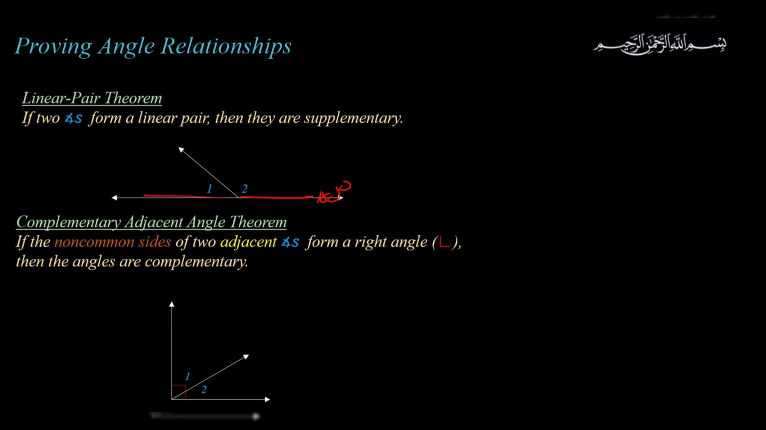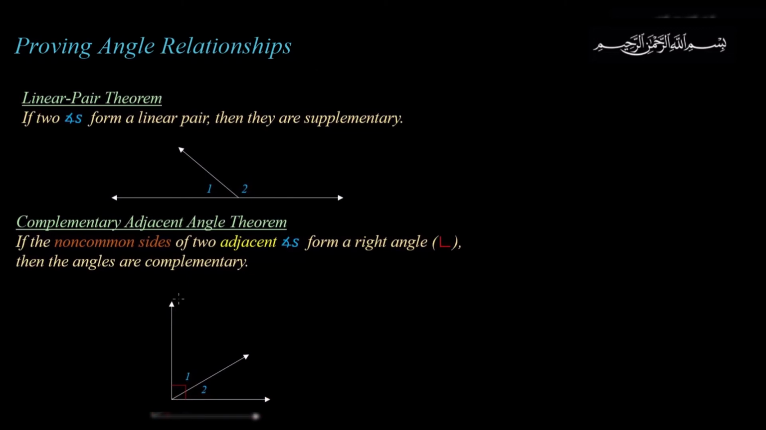So these two theorems are very similar in their thought processes. The linear pair theorem states that if two angles form a linear pair, then they are supplementary. The complementary adjacent angle theorem, that's what I call this, you can call the linear pair theorem a supplementary adjacent angle theorem if you wanted to. If the non-common sides of two adjacent angles form a right angle, that is, they make a right angle, then the angles are complementary. Then angle 1 and angle 2 are complementary.